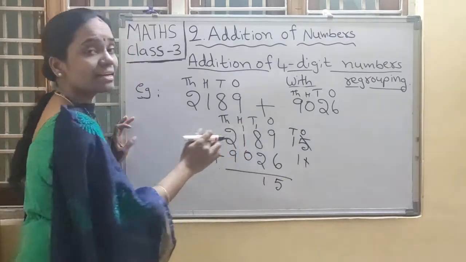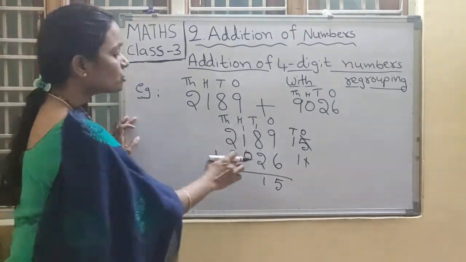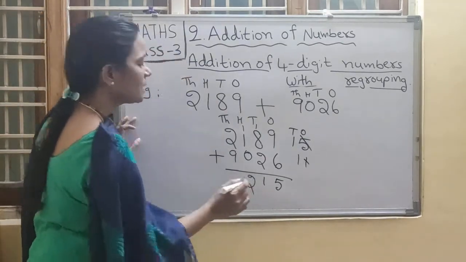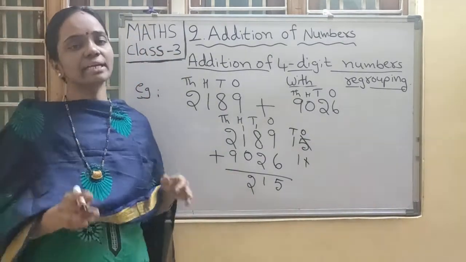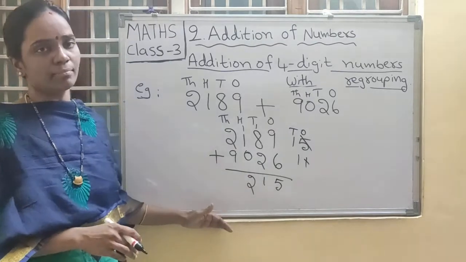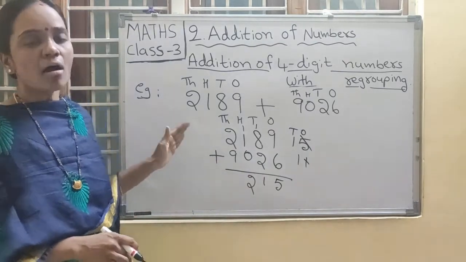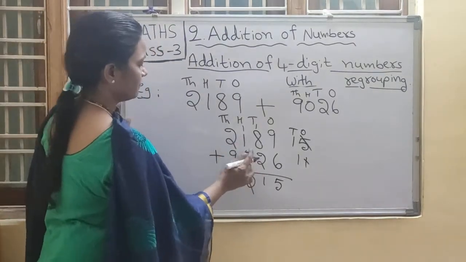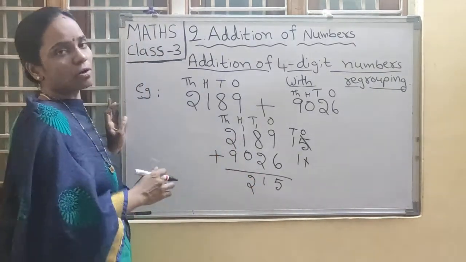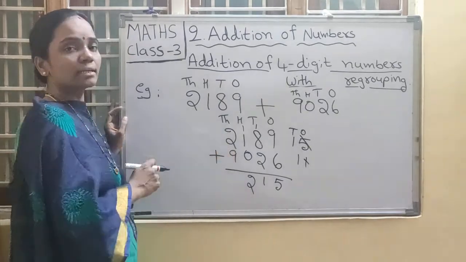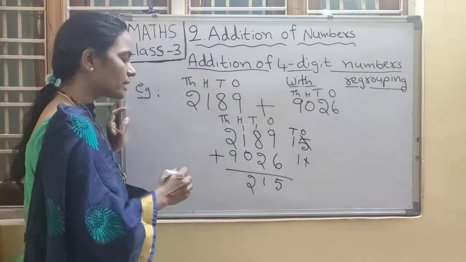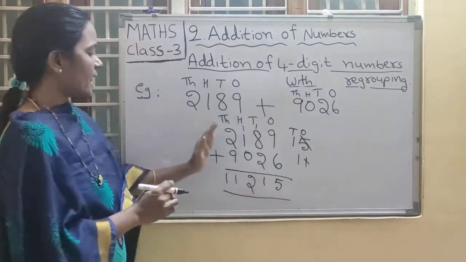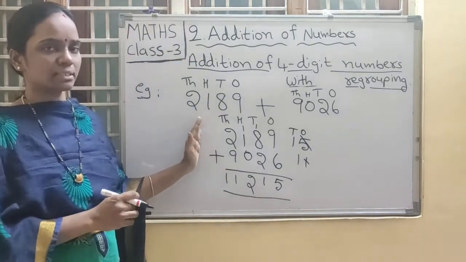Now 1 plus 1, how much, children? 2. 2 plus 0, what is the answer? The same number, 2. If 0 is added to any number, the answer is the same number. This is one of the properties of addition. So next, add the digits at thousands place. 2 plus 9, how much, children? Very good, 11. 11 we have to write completely here because after that we don't have any places.